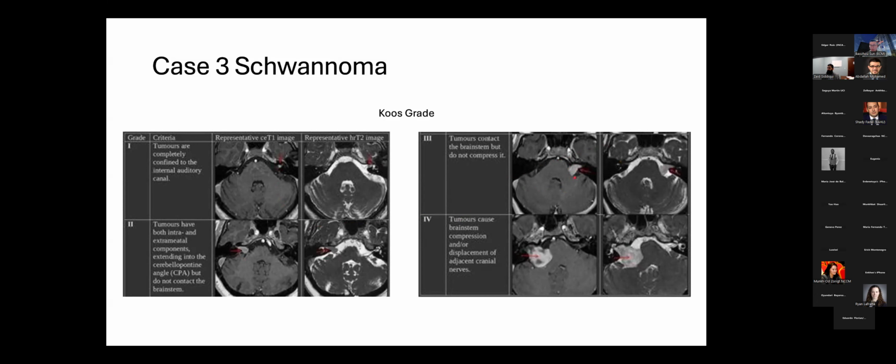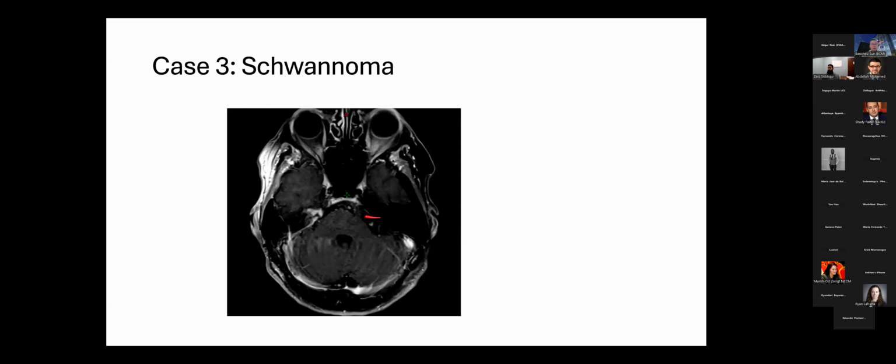You can see that in the Coos grade 3, we have this abutment of the brainstem, okay, and that is something that needs to be highlighted during planning. So in my patient, she had a Coos grade 1 still. It was almost becoming a 2, but it had shown interval growth year over year.